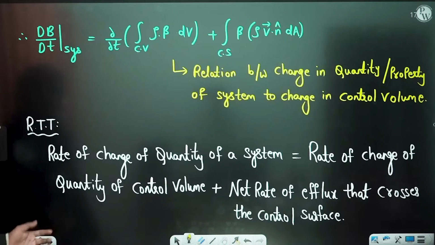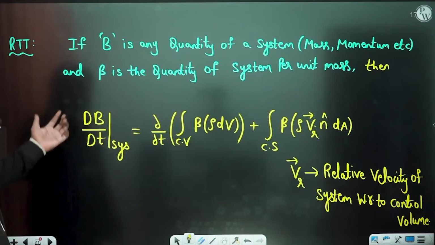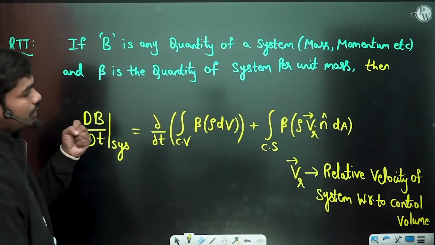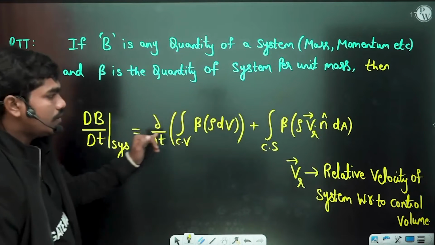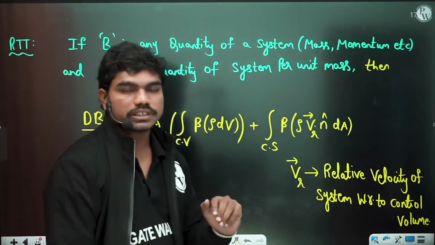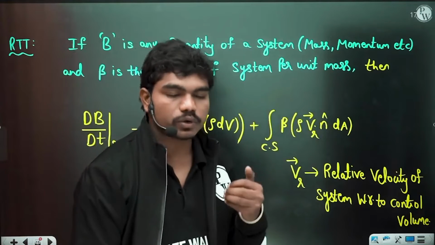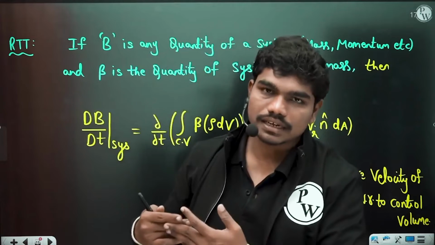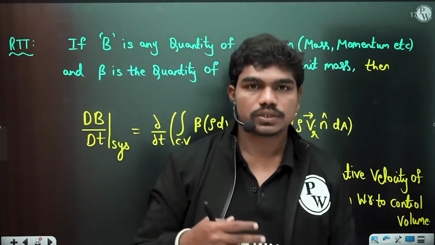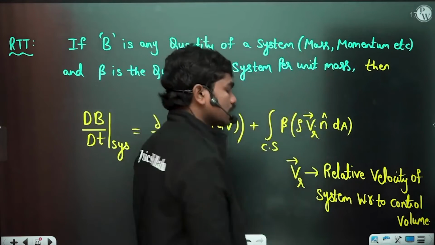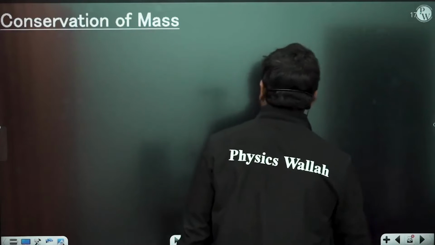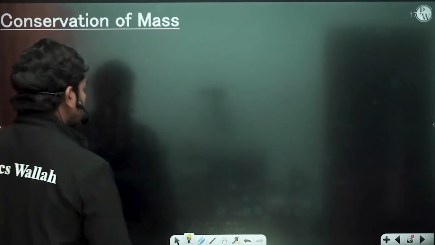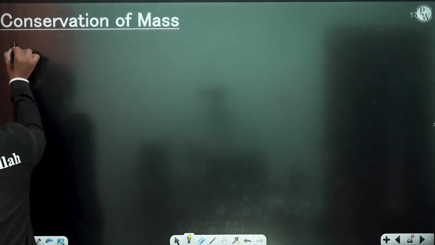If you take this, then this is the Reynolds Transport Theorem, the fundamental Reynolds Transport Theorem equation. Now if you apply this equation to different quantities, like mass, momentum and so on, we will achieve the conservation equations. So let us see how we will apply that. First, let us apply this to the conservation of mass.